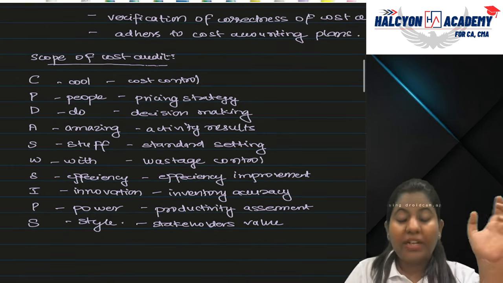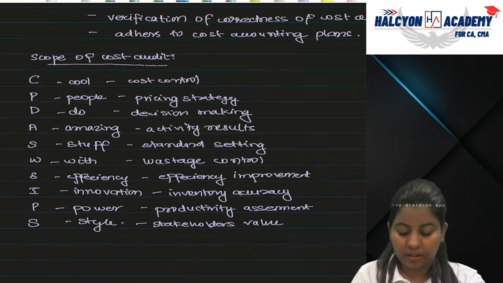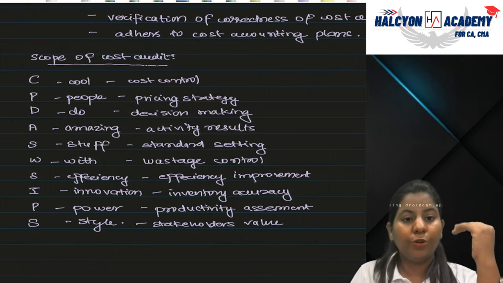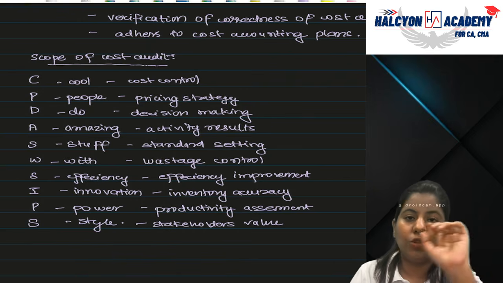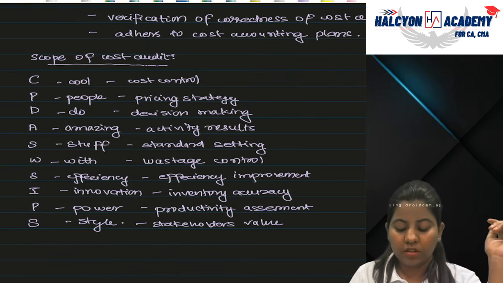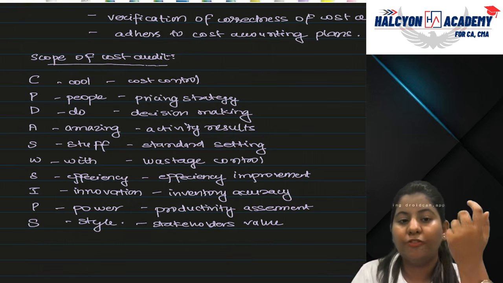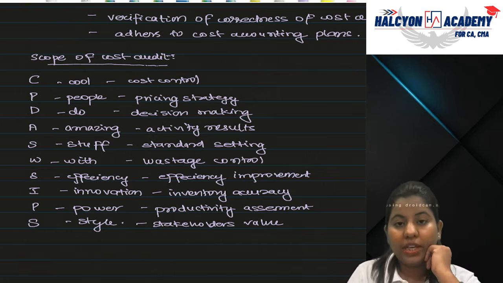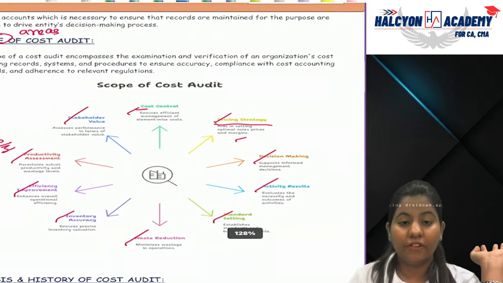So repeat after me. Cool people do amazing stuff with efficiency, innovation, power and style. I hope it is clear and very easy for you all to remember this line. And write the key points in the sentence only. Don't write it separately. Try to write 7 to 8 points in this particular question. If the question comes for scope of cost audit, you have to write 7 to 8 points in one or two lines only. Okay, so you copy this and I hope all the 10 points are very clear to you all.